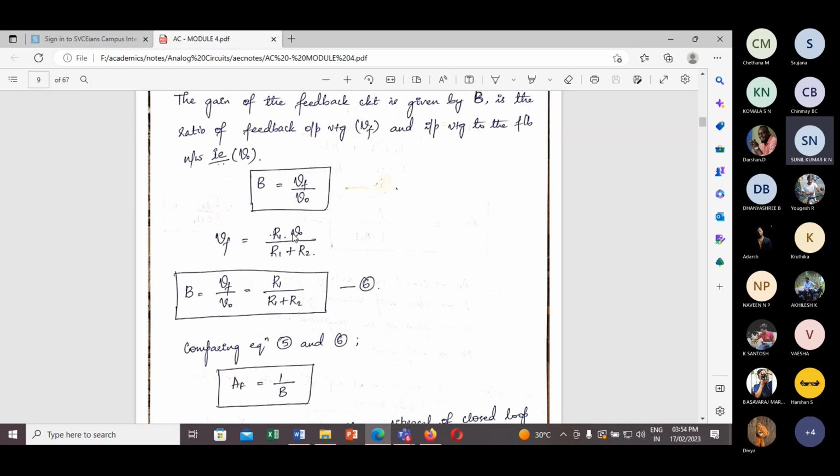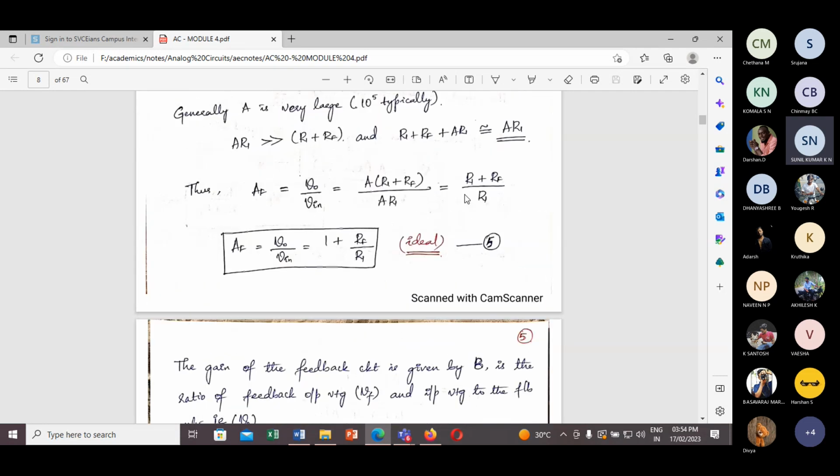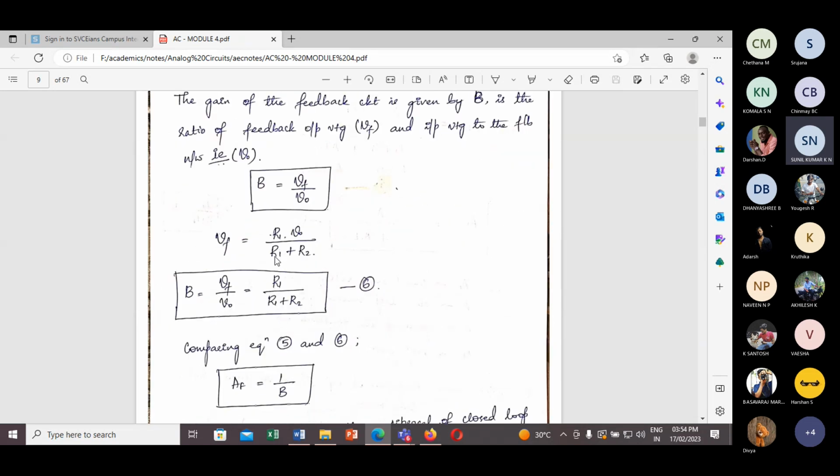So VF by V0 is nothing but, V0 will get cancelled, and it will be R1 over R1 plus R2. If you clearly look at this and the gain expression of this, both are the same. So AF will be equal to what? 1 plus RF by R1, which is nothing but R1 plus RF divided by R1. If you consider this R1 plus RF divided by R1, you can see that the open loop amplifier gain and the feedback gain both are opposite.